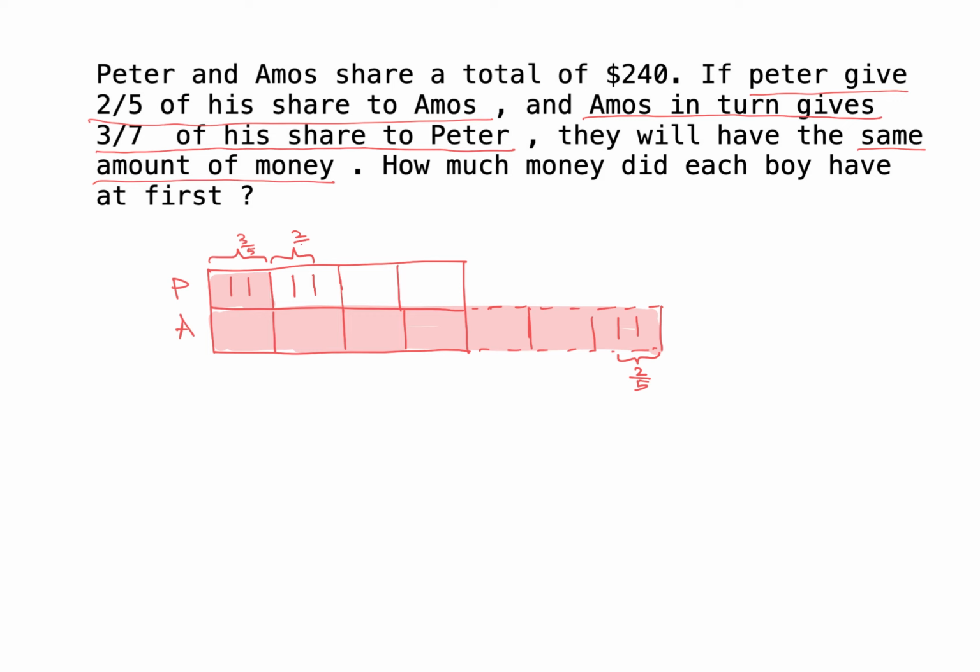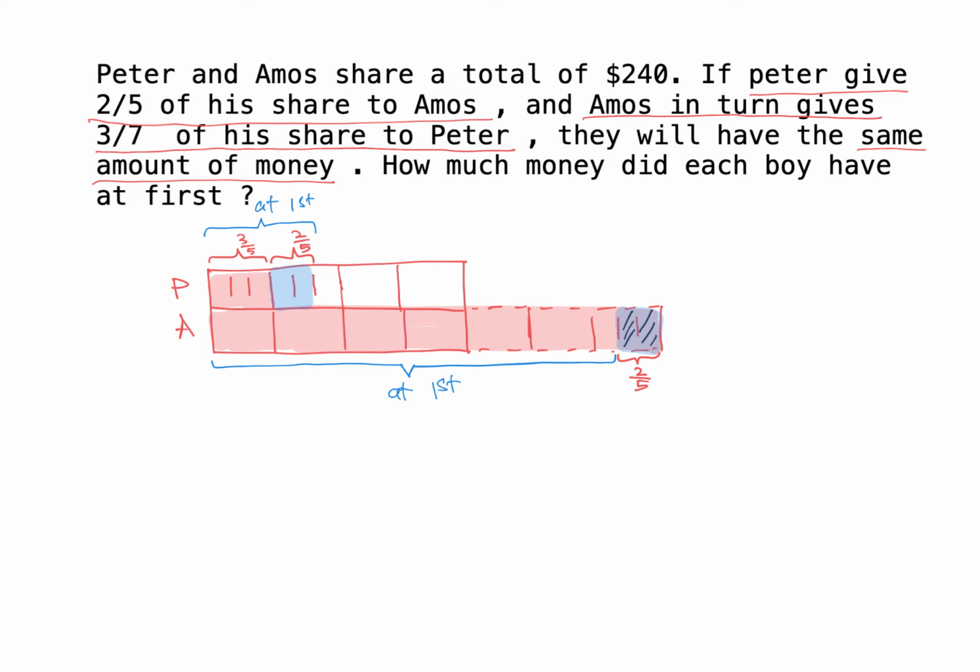Take that 2/5 and return to Peter. So this 2/5 is gone and returned to Peter. So this 2/5 ended up here. Give back to Peter. So if you give back to Peter, that means Peter's share at first should be here, these 5 units at first for Peter. What about the at first for Amos? It should be here.